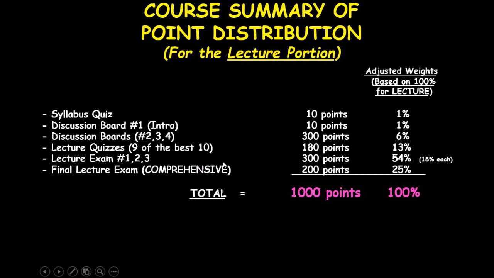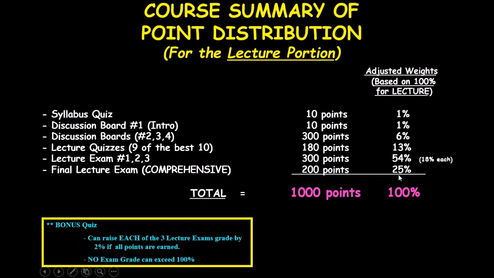You'll see that the lecture exams are worth 18% each, giving you 54% of your grade. The final exam is worth 25%. Right there, it's over 70. It's 79% of your grade. Okay. Keep in mind that I do have a bonus quiz that can raise each of your 3 lecture exams, the ones that are at 54%, each one of those by 2 percentage points. No other exam grade, i.e. the final exam, can be affected by this. And no exam grade could exceed 100%.